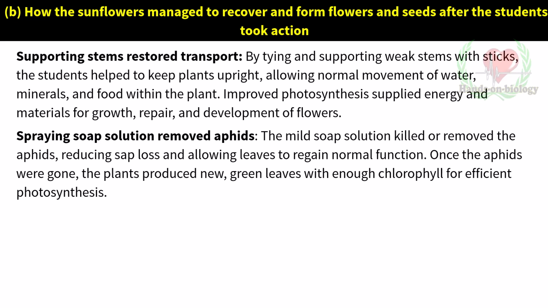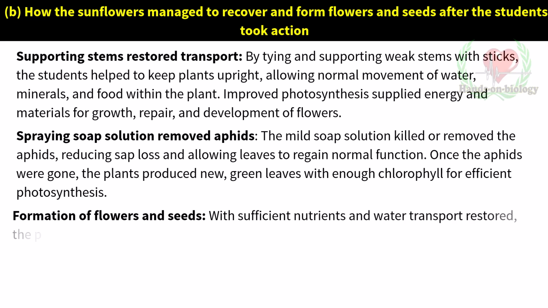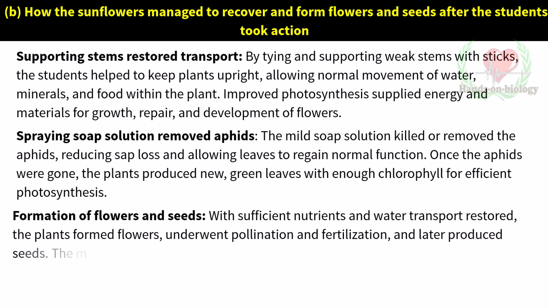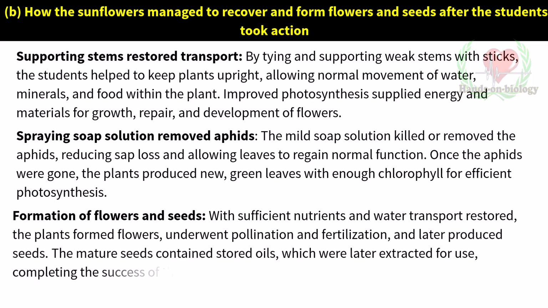Formation of flowers and seeds. With sufficient nutrients and water transport restored, the plants formed flowers, underwent pollination and fertilization, and later produced seeds. The mature seeds contained stored oils, which were later extracted for use, completing the success of the project.